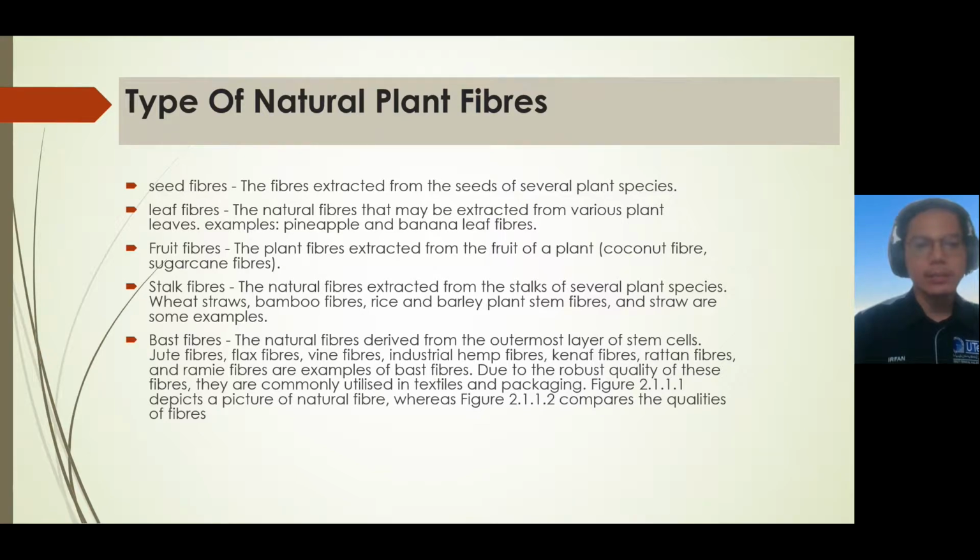Next, we have stalk fiber, the natural fiber extracted from the stalk of several plant species. Wheat straw, bamboo fiber, rice and barley plant stem fiber, and straw are some examples. Bast fiber is the natural fiber derived from the outermost layer of the stem. Jute fiber, flax fiber, vine fiber, industrial hemp fiber, cane fiber, rattan fiber, and ramie fiber are examples of bast fiber. Due to the robust quality of this fiber, they are commonly utilized in textile and packaging.